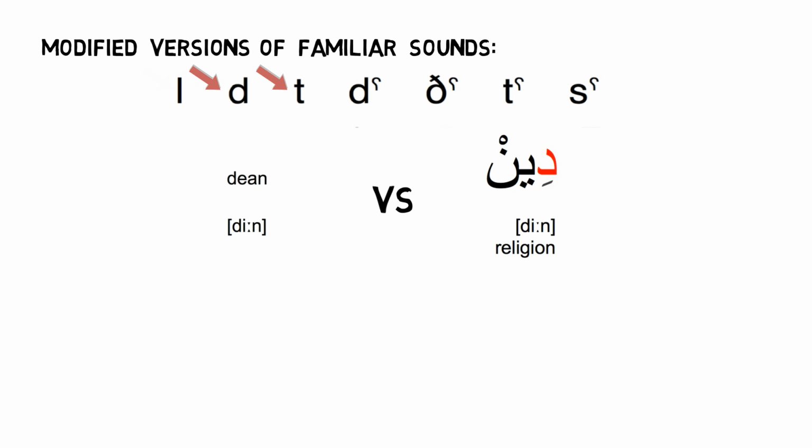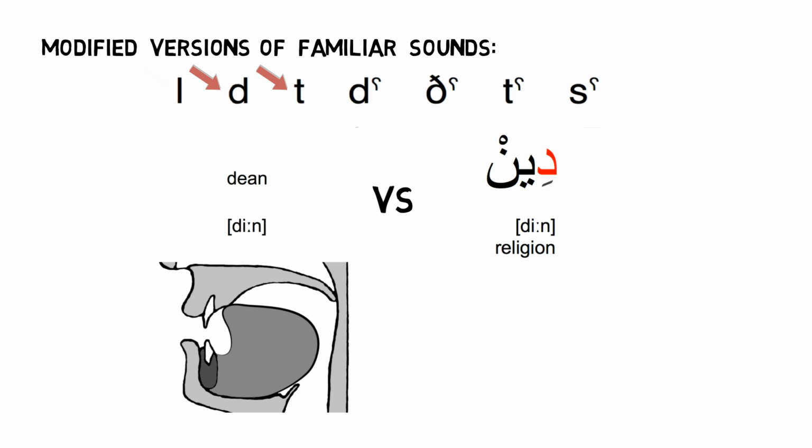If you pay close attention, you'll notice that in the English word, the very tip of your tongue hits your alveolar ridge, that ridge right behind your upper front teeth. Deen.